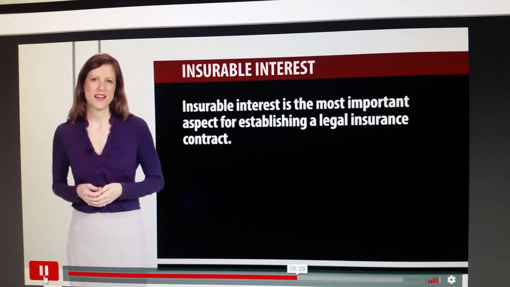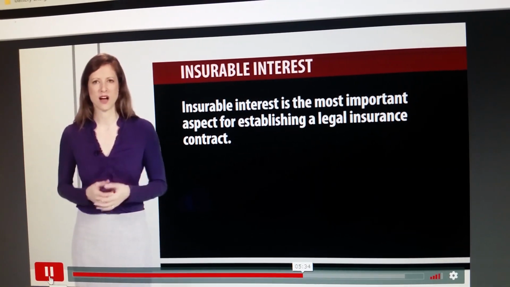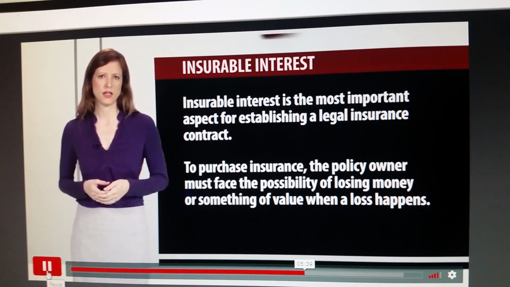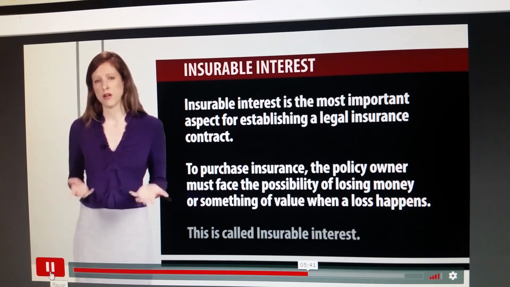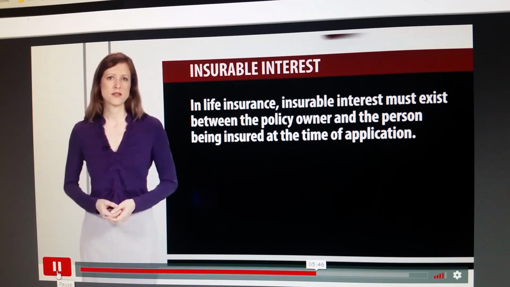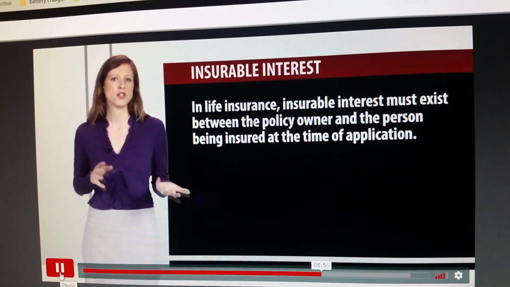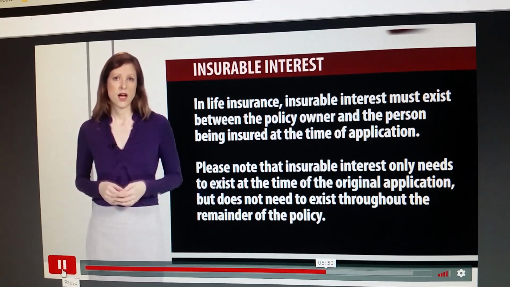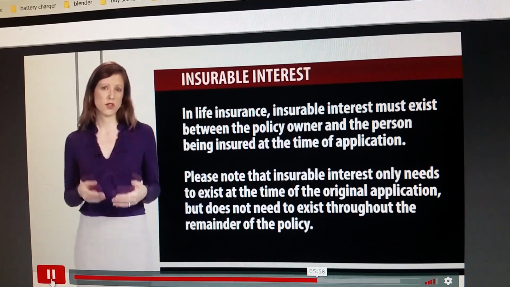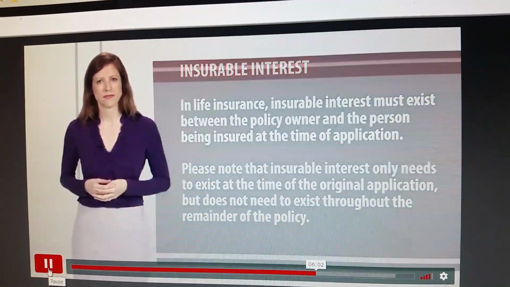Insurable interest. Insurable interest is the most important aspect for establishing a legal insurance contract. To purchase insurance, the policy owner must face the possibility of losing money or something of value when a loss happens. This is called insurable interest. In life insurance, insurable interest must exist between the policy owner and the person being insured at the time of the application. Please note that insurable interest only needs to exist at the time of the original application, but does not need to exist throughout the remainder of the policy.